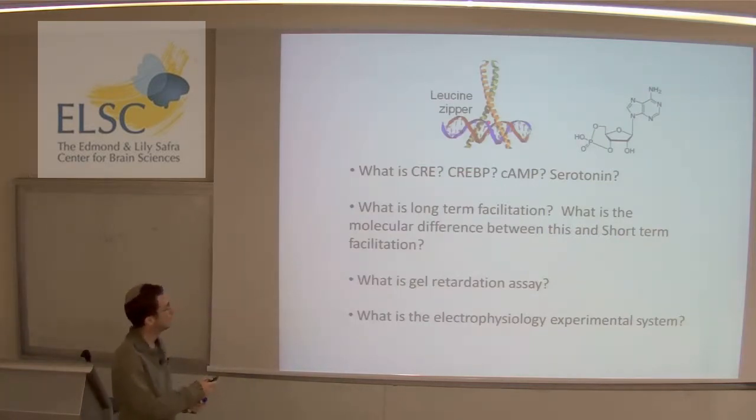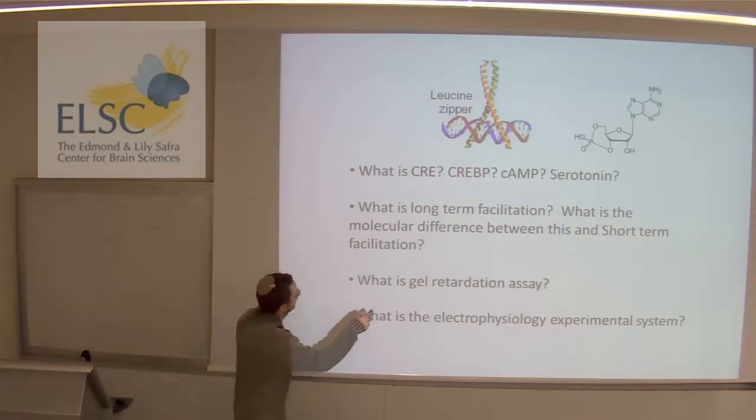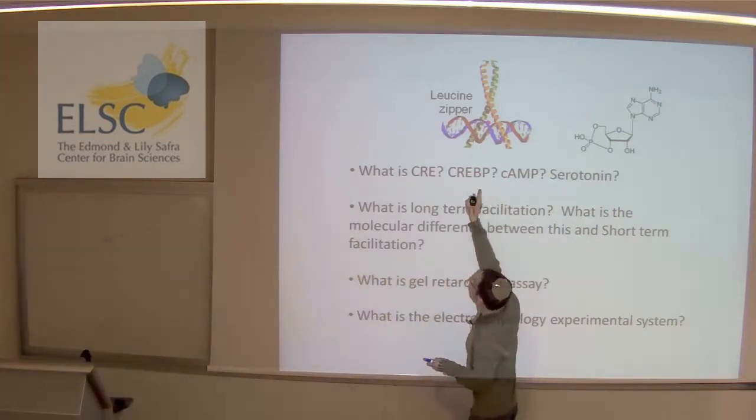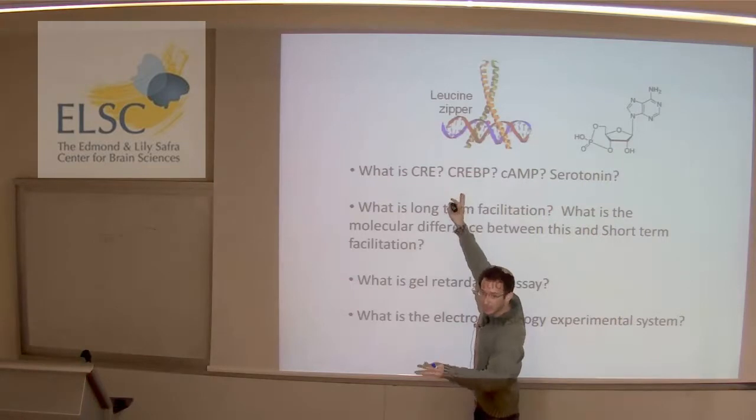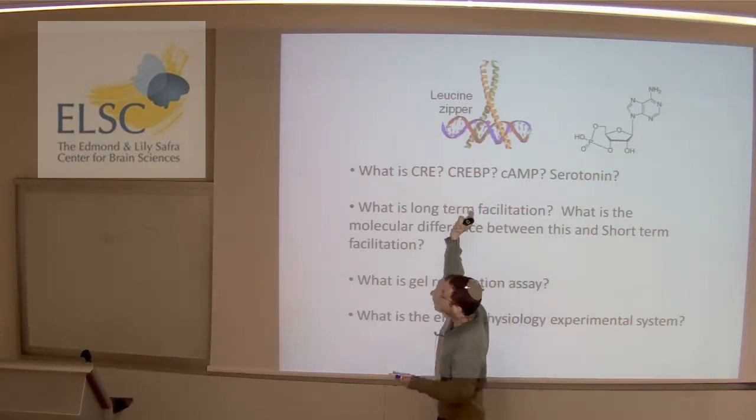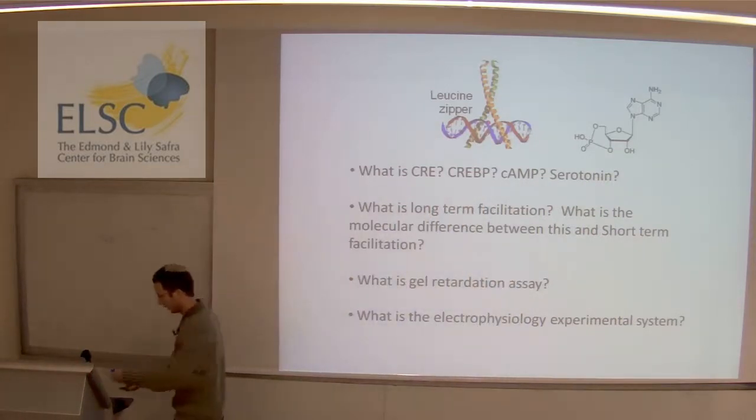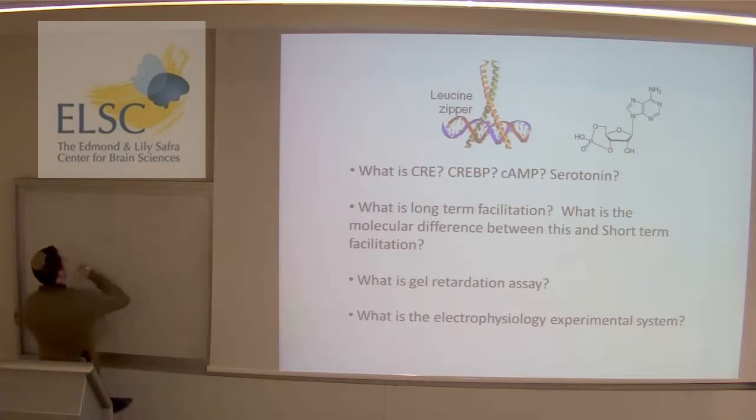Okay, what is CRE-BP? It stands for the same thing we said for the CRE, plus binding protein. So CRE-BP is the CRE binding protein, or cyclic AMP responsive element binding protein. That's the protein that binds on the DNA sequence CRE. So here is CRE-BP, something like that.